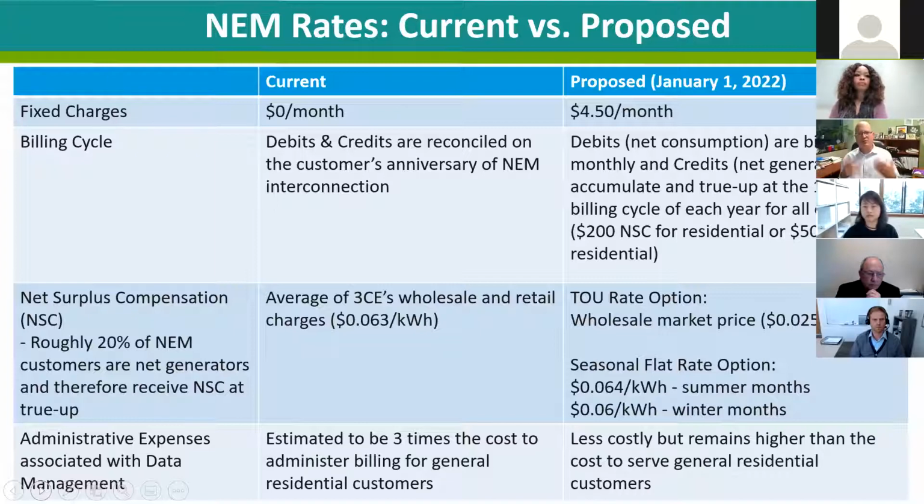There are also some administrative expenses right now. It's about 3 times as expensive to deal with a net metering customer, just because of all the analysis and time required. Under the proposed rate, it's going to be less costly. It's still a little bit more expensive than a general residential customer, but it'll be a little less costly.